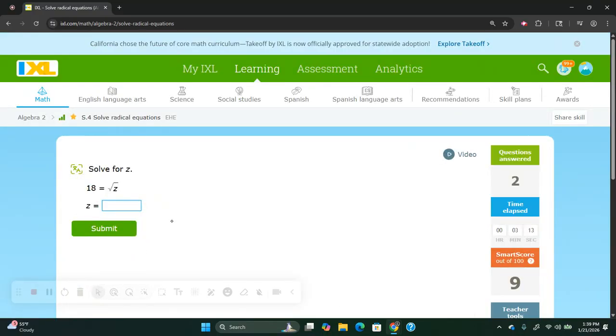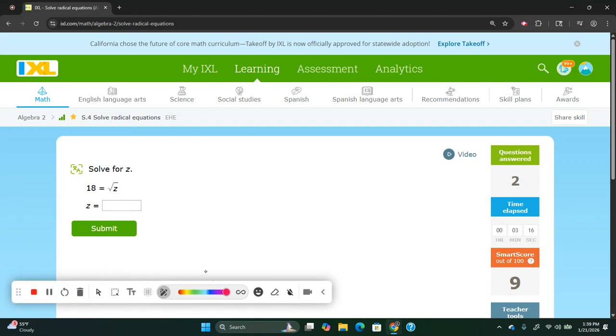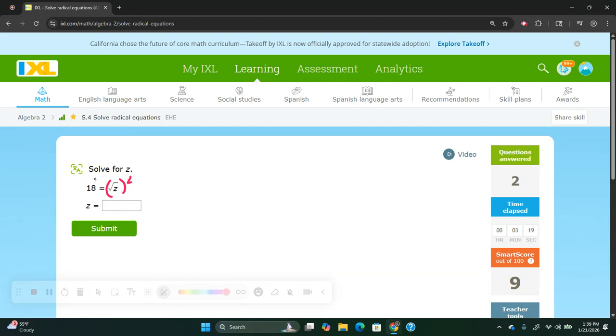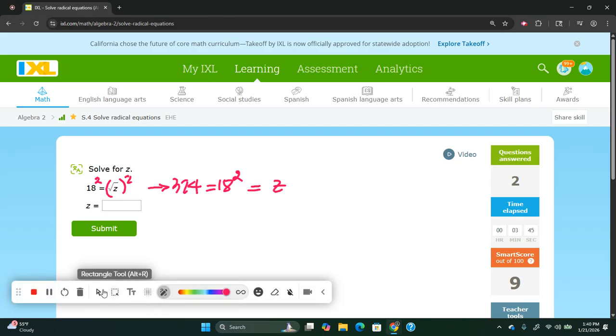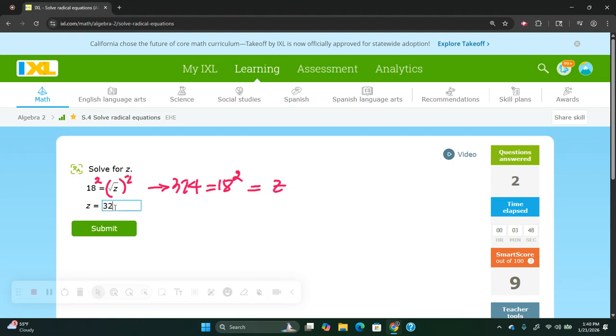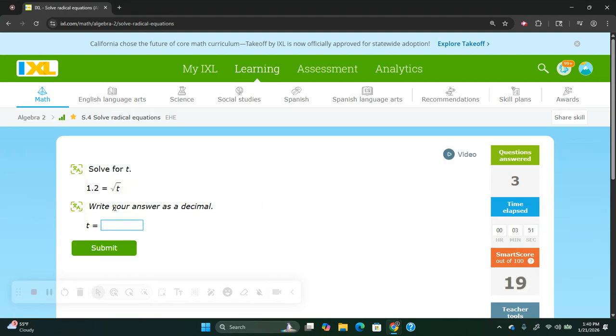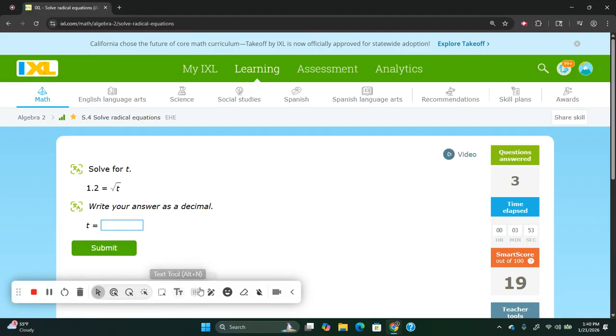Same thing here. So square root of Z. If you don't want the square root, you power 2 on both sides, okay. So we come out 18 squared should be equal Z. And 18 squared is, hold on, let me get a calculator. 18 squared, 324. Okay, so 324 should be the answer. So I go to the box, I put 324. Submit, voila.